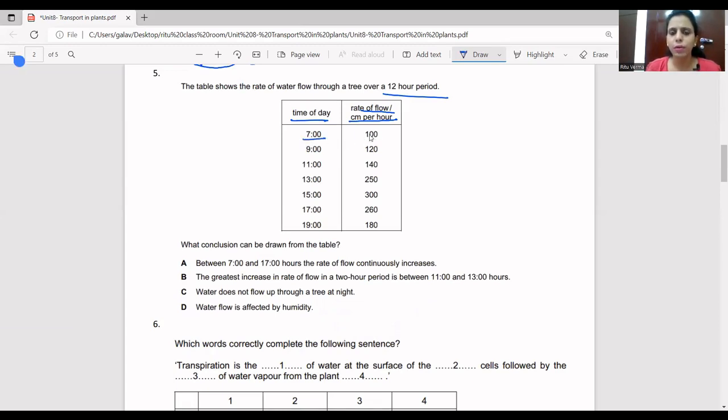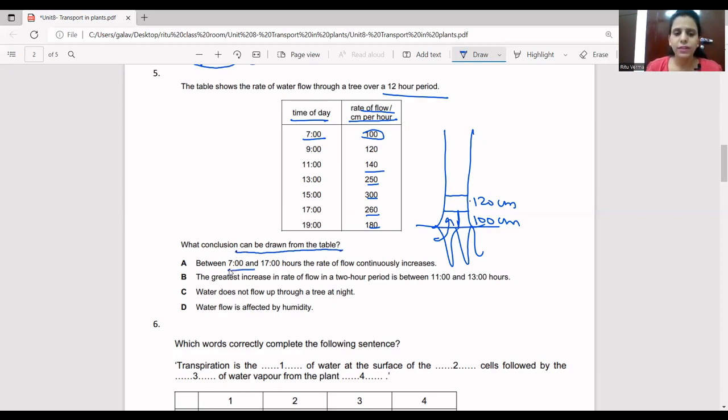Now at 7 a.m. in the morning, there was only 100 centimeter movement of the water. Maybe, for example, this is the trunk of the tree, the roots of the tree absorb water like this, and at 7 a.m. only 100 centimeters the water could move up in the xylem vessel. At 9 a.m., in the next 2 hours, it was 120 centimeters, and then 140, 250, 300, 260 and 180 centimeters. Now you have to identify which of the following statements is correct, in order to understand the conclusion that could be drawn from this table.